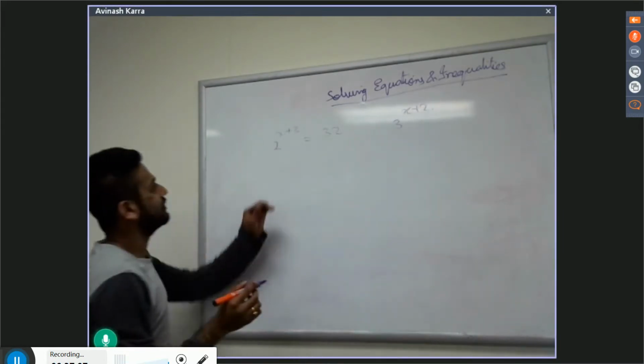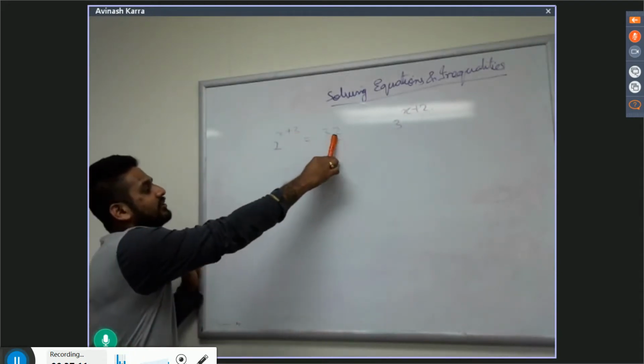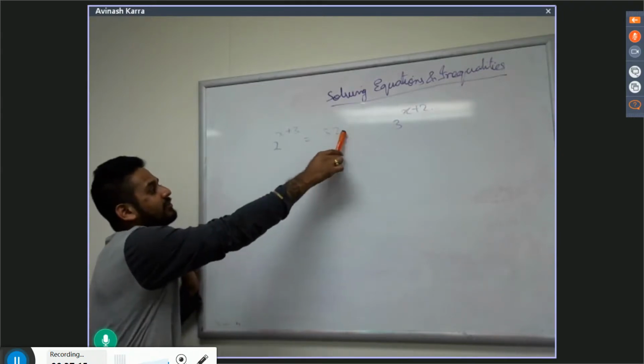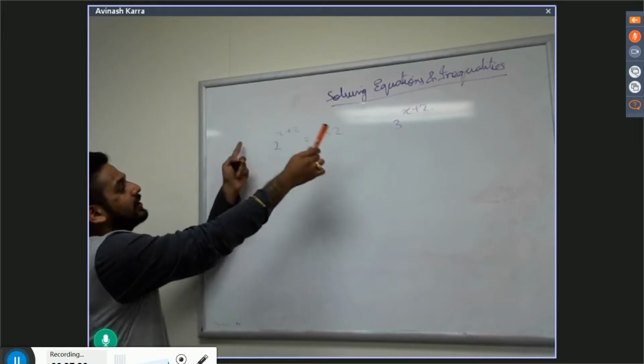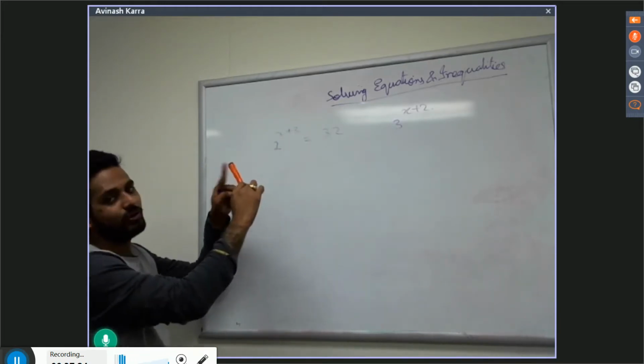3 power x plus 2. See, 2 power x plus 3 is equal to 32. So, first, I need to make this in the form of 2 to the power of something, right? So that I can compare the powers. When the bases are equal, powers are also equal.